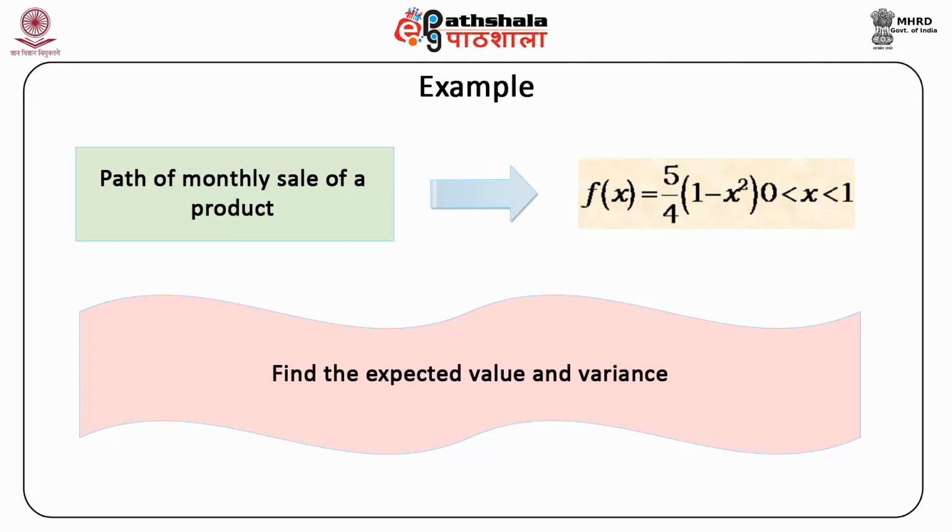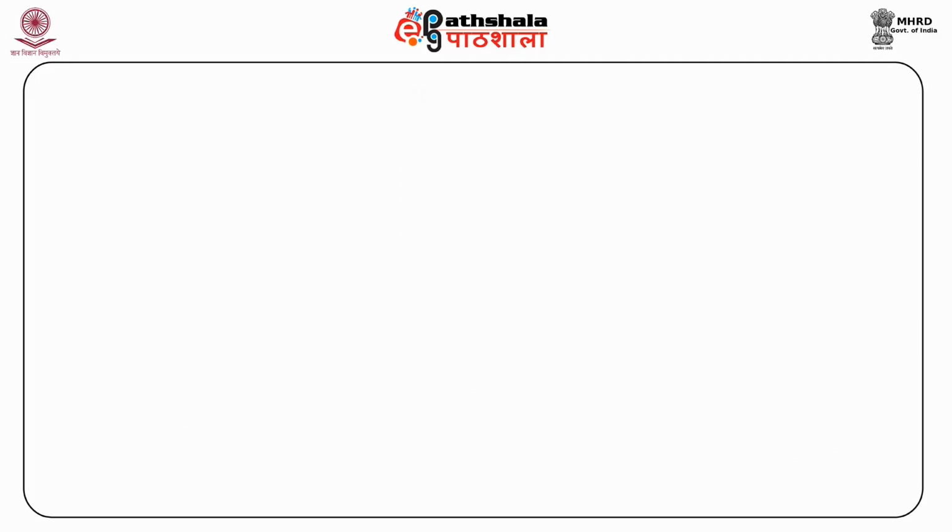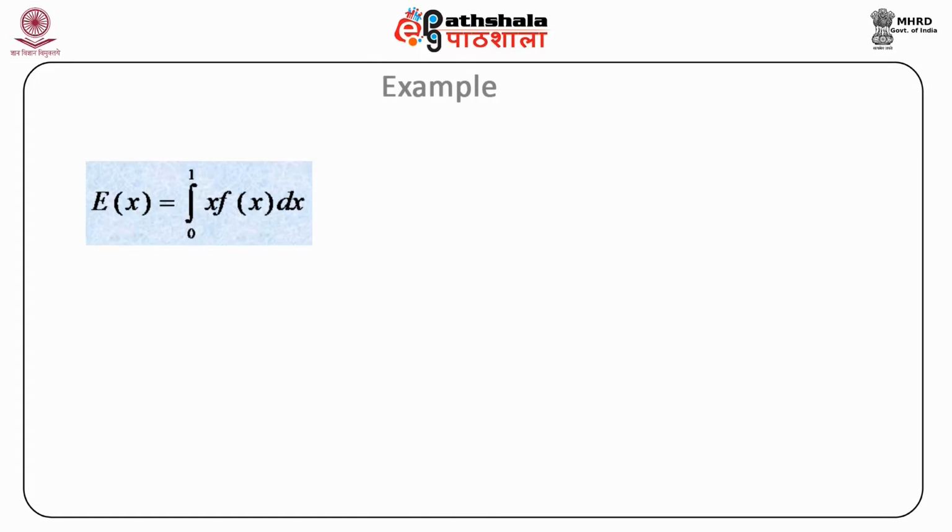Find the expected value and variance. Variance of x is equal to E of x square minus E of x whole square, where E of x is equal to the integral from minus infinity to infinity of x f(x) dx. E of x is equal to the integral from 0 to 1 of x f(x) dx, which is equal to the integral from 0 to 1 of x into 5 by 4 into 1 minus x square dx, which is equal to 5 by 16.